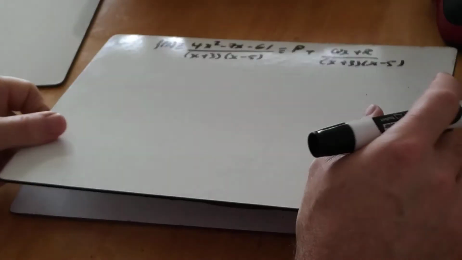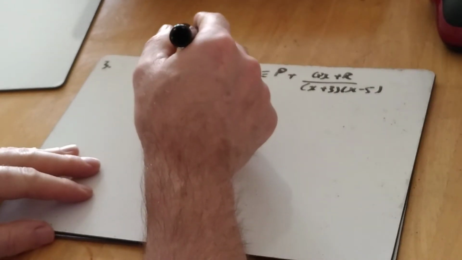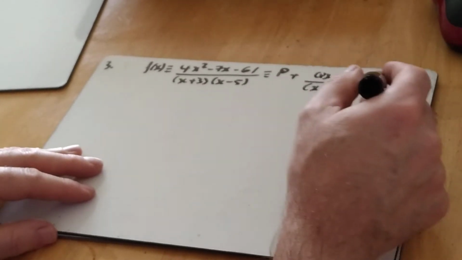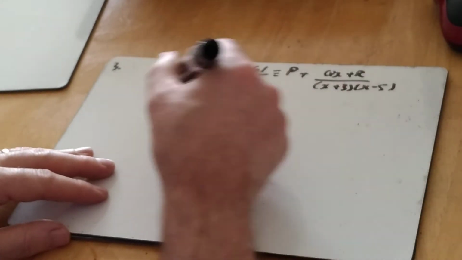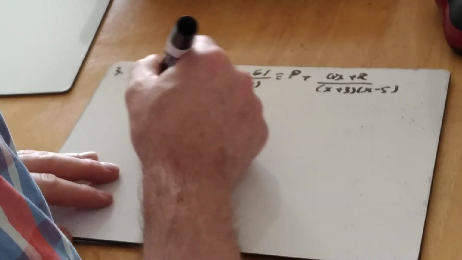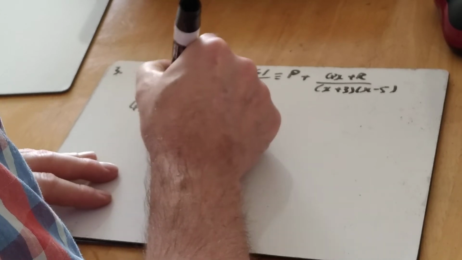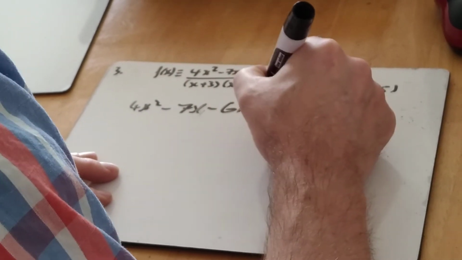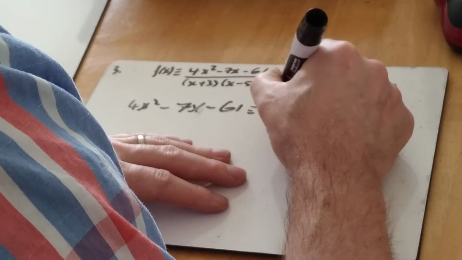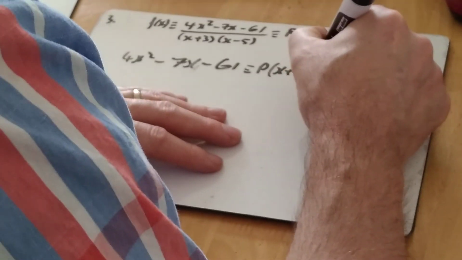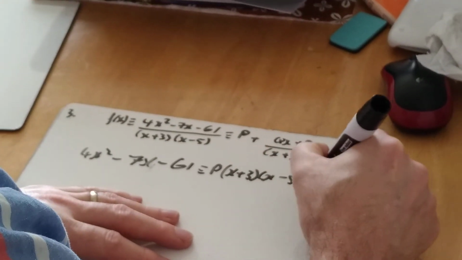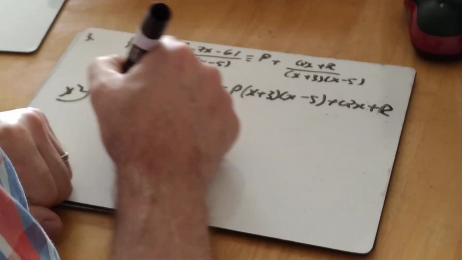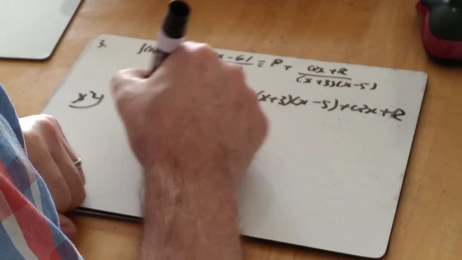And the last example, very similar. It's quadratic over quadratic. So I've got p plus qx plus r over that. And I'm just going to do what I did for the last one there. Get rid of the fraction. 4x squared minus 7x minus 61, big numbers, is equivalent to p times both the brackets, x plus 3, x minus 5, plus qx plus r. Match up coefficients of x squared. 4 equals p.